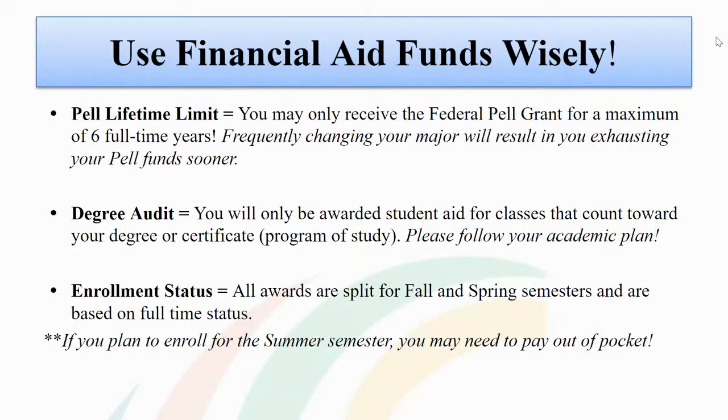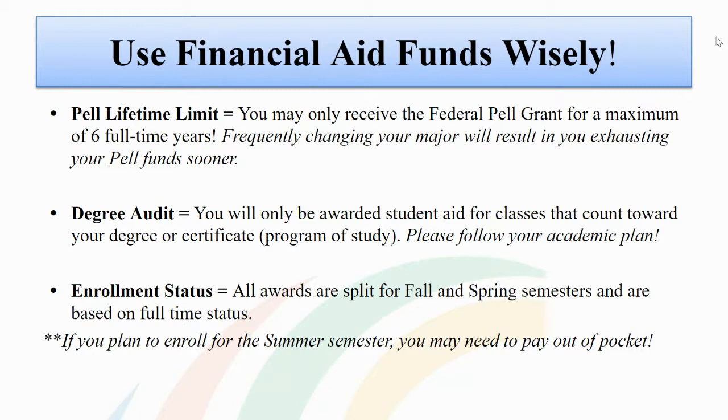Financial aid funds. We try to help students use them wisely. The Pell lifetime limit is up to 6 full-time years, so 600%. Once that student hits that 600%, they will be unable to use financial aid. Frequently changing the major will result in losing your Pell fund sooner.